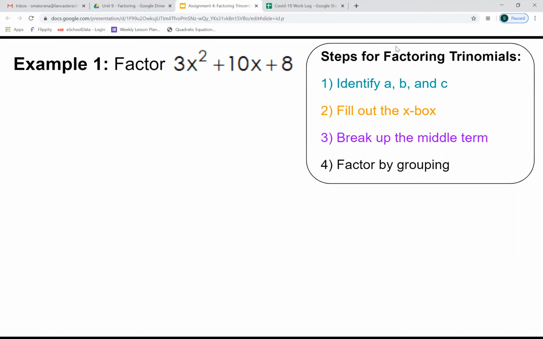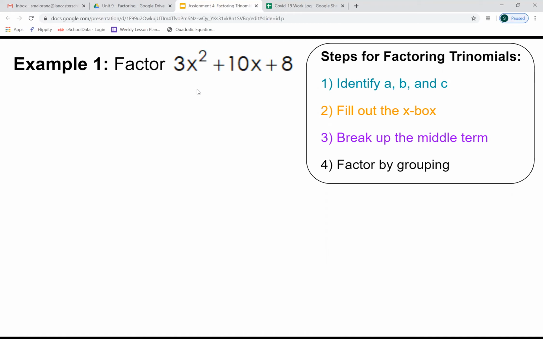The steps when you're factoring a trinomial are first to identify your a, b, and c values, complete your x box, break up the middle term, and then ultimately factor by grouping. So everything that we've been doing up to this point in the factoring unit is all going to come together here. So for the first example, I want to factor 3x squared plus 10x plus 8.